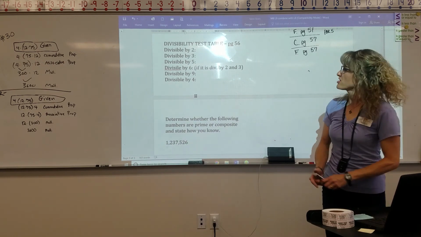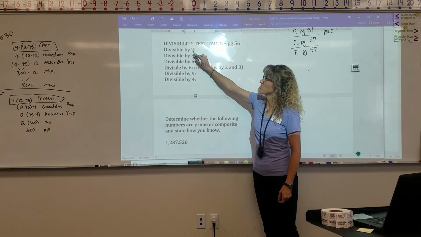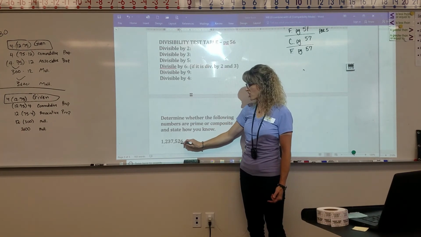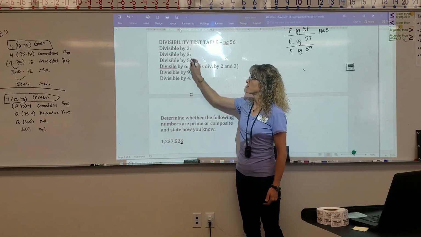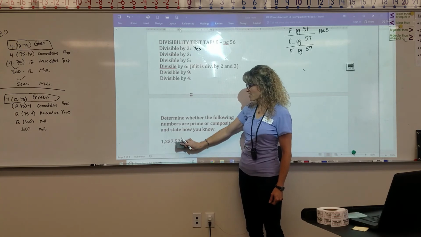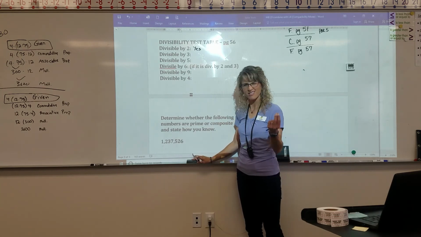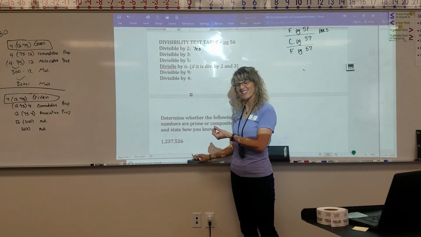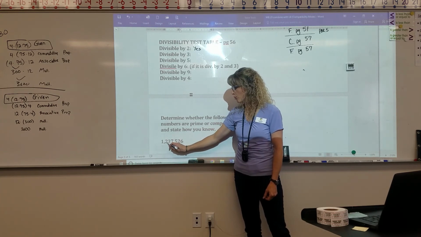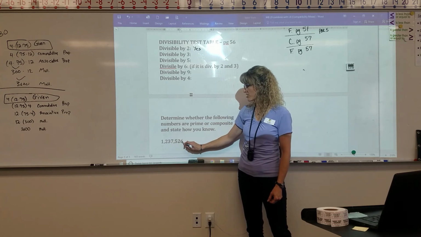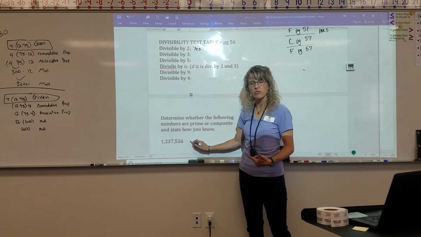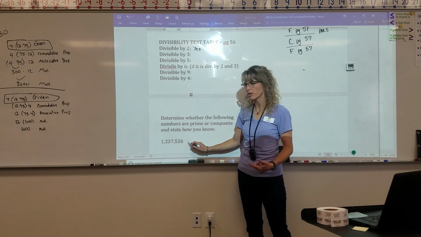All right. This is the divisibility test. If a big number like this is divisible by 2, you look at the last digit. If it's even, it's divisible by 2. Is it divisible by 3? Here's the cool trick, and this is one of the weirdest math phenomena. I don't know why it's like this. But if you add the digits, 1 plus 2 plus 3 plus 7 plus 5 plus 2 plus 6, and if that number is divisible by 3, then the whole number is divisible by 3. So let's add that.